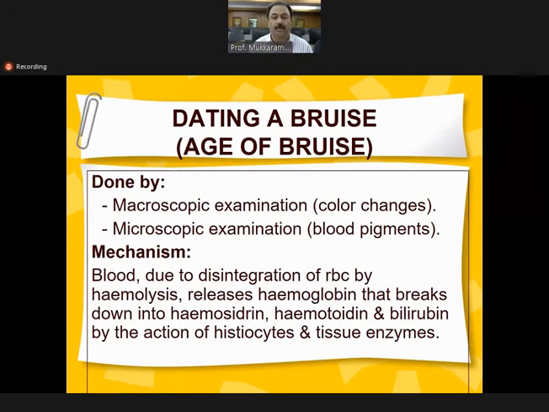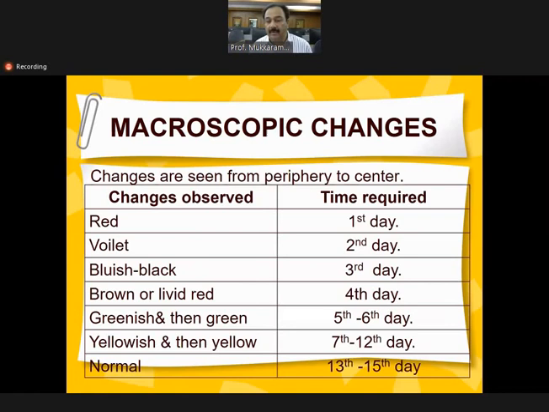Mechanism: due to disintegration of the RBCs by hemolysis, hemoglobin is released, which breaks down into hemosiderin, hematoidin, and bilirubin by the action of histiocytes and tissue enzymes.